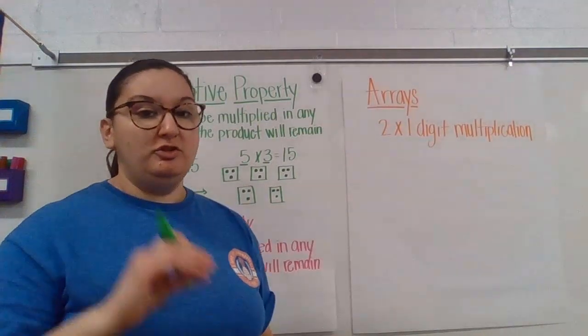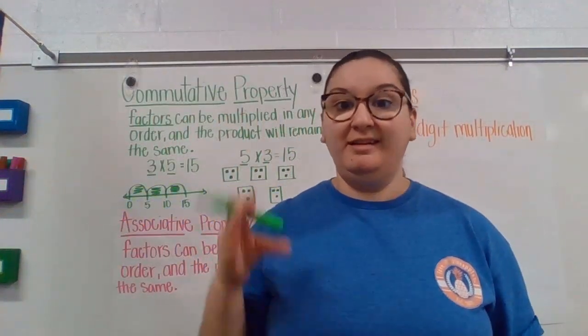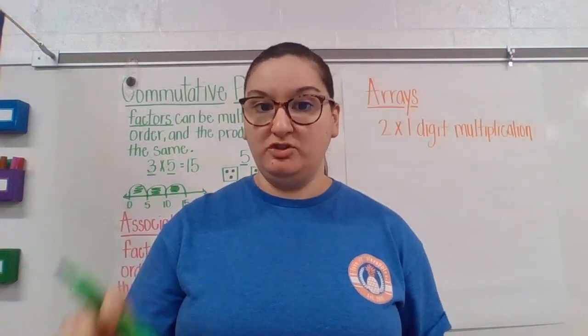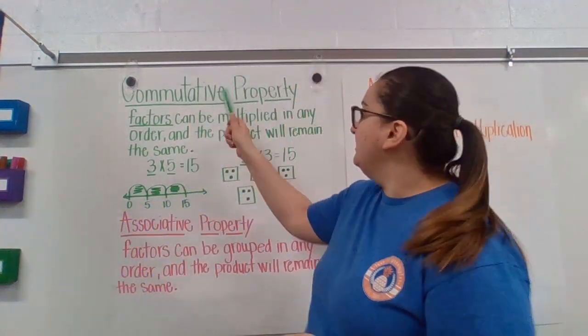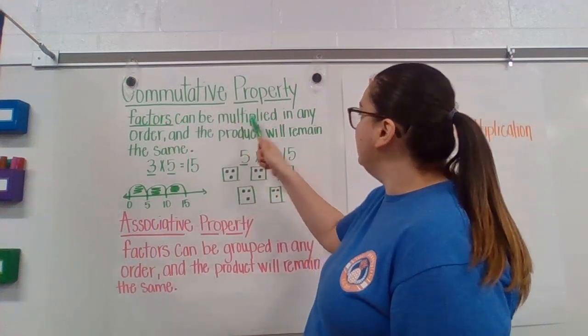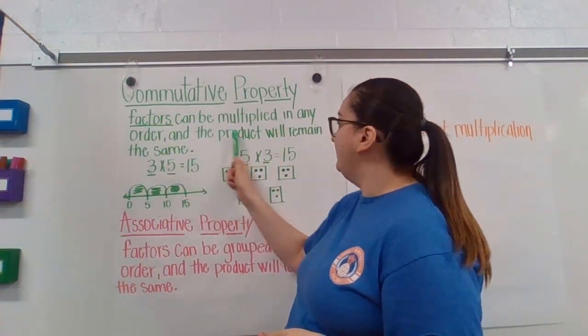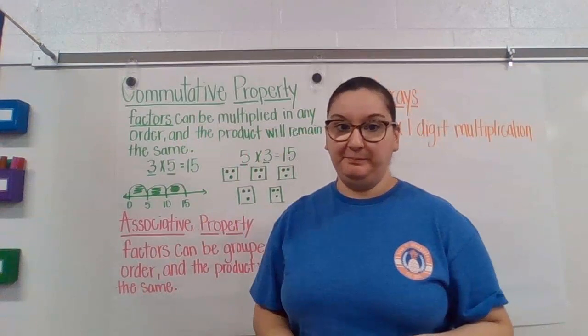So if I have 2 times 1, it's 2. And if I have 1 times 2, it's 2. So that is commutative property. Factors can be multiplied in any order and the product will remain the same.